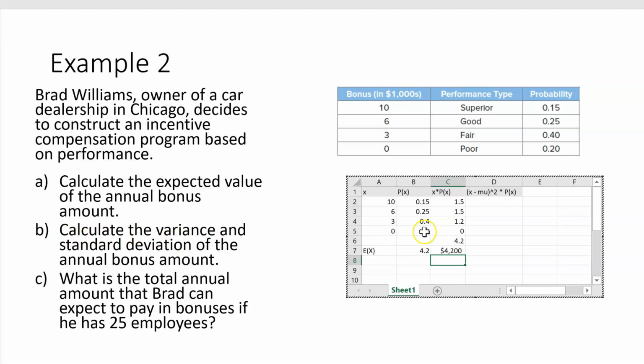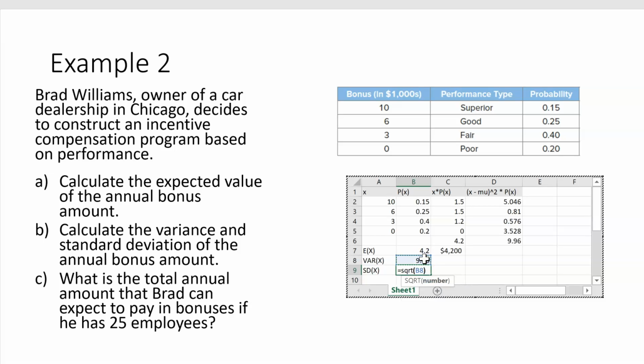Now calculate the variance and standard deviation. We'll go over here. This is equal to the x value minus mu, which we just type in, squared, times our p of x. I'm going to drag that down and sum that up. So our variance is this amount, and our standard deviation is the square root of that amount.